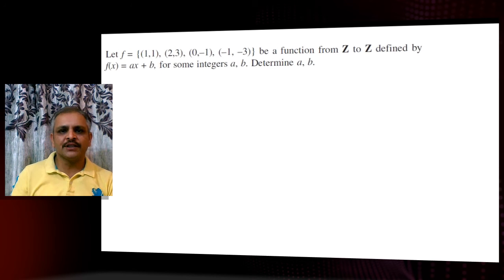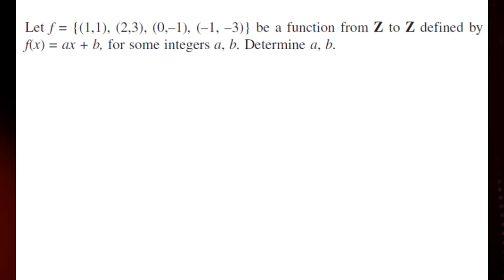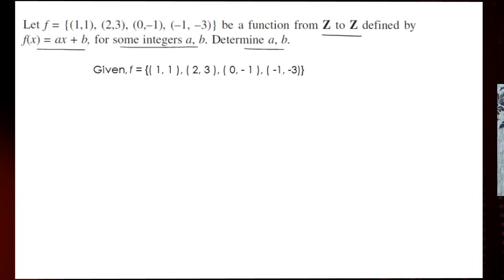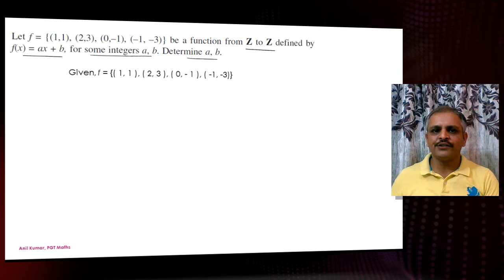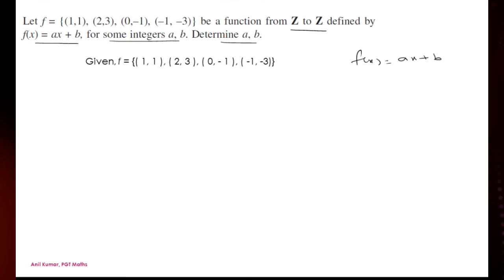Here a function is given, a function from integers to integers defined by ax plus b for some integers a and b. Determine a and b. So this is our given function. What does it mean? The function is ax plus b. It means when I take x equal to 1, the value of the function will be 1. If I take x equal to 2, the value will be 3. If I take x equal to 0, the value will be minus 1, and so on.